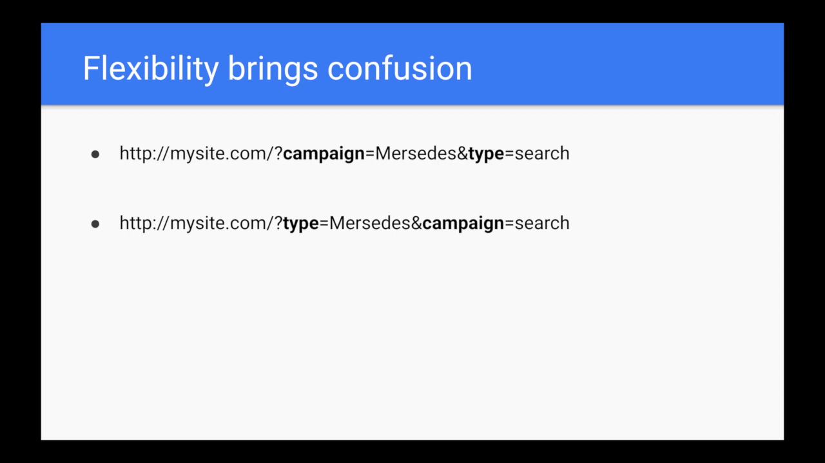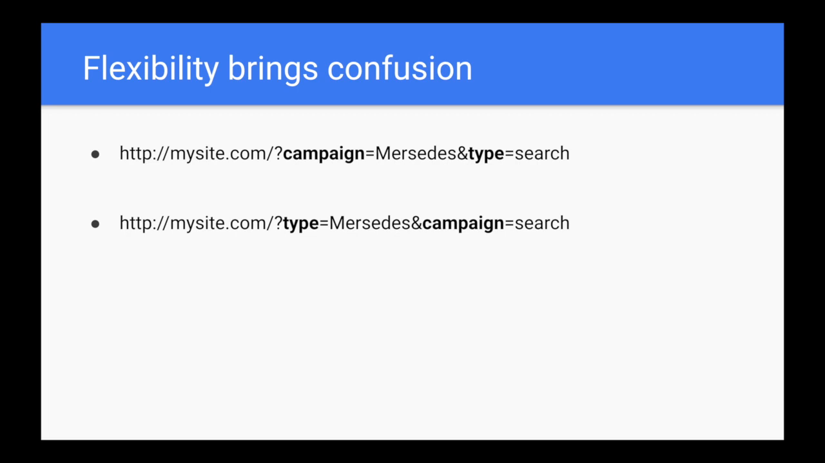You can, for example, write mysite.com/?campaign=Mercedes&type=search. The problem is that not only do I have to do something with my site so that it will record that the campaign is Mercedes and type is search, because by default my site will just ignore it. For example, YouTube will just ignore it.